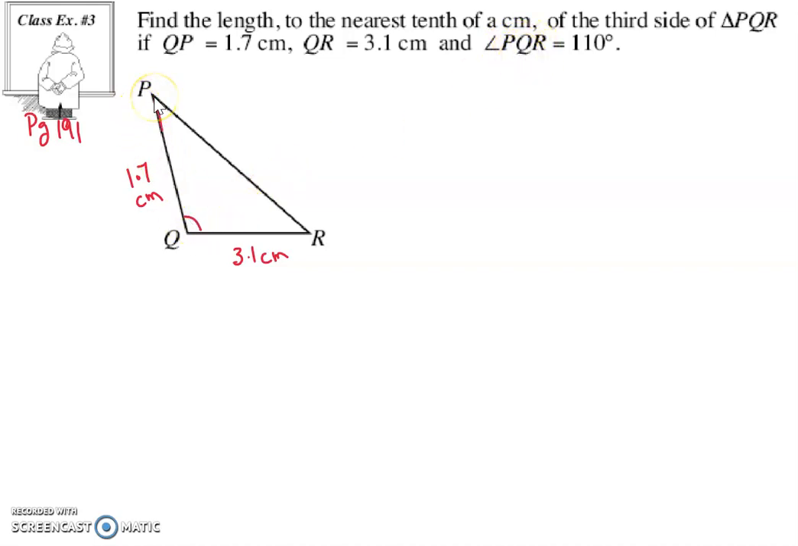So if you're ever in doubt, draw over the way they say it, and you should be able to see your triangle or the angle. So that's that angle. So that's 110 degrees.